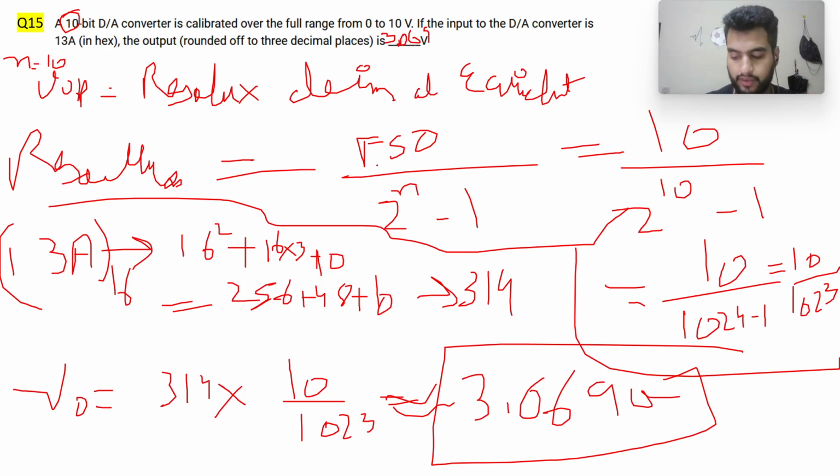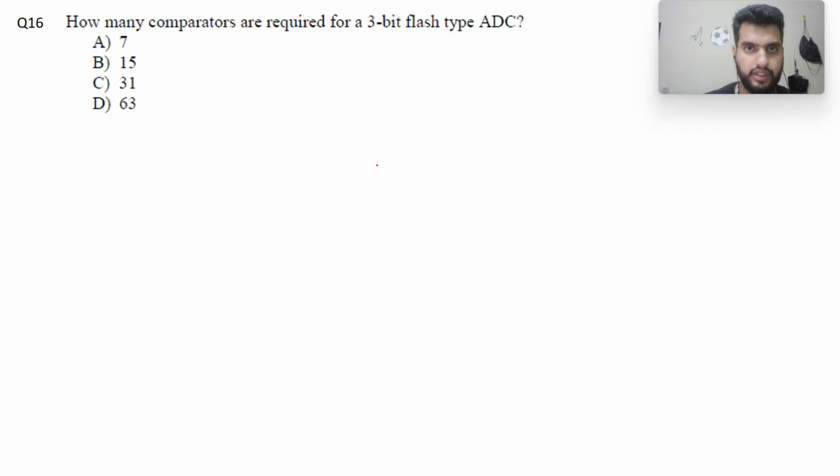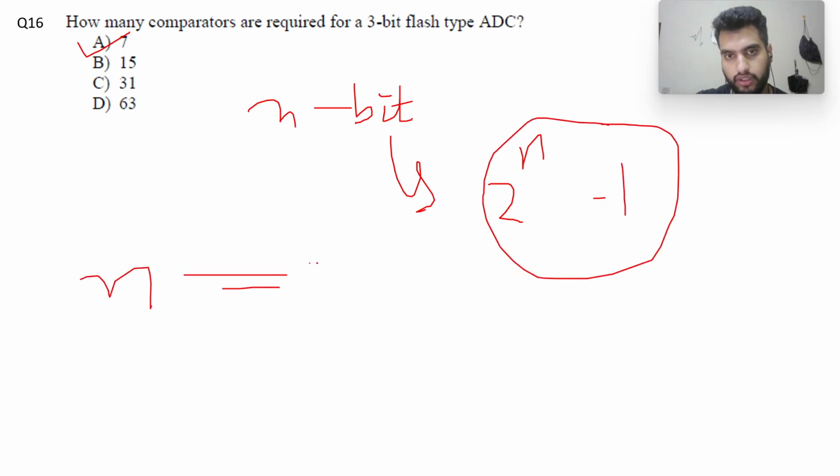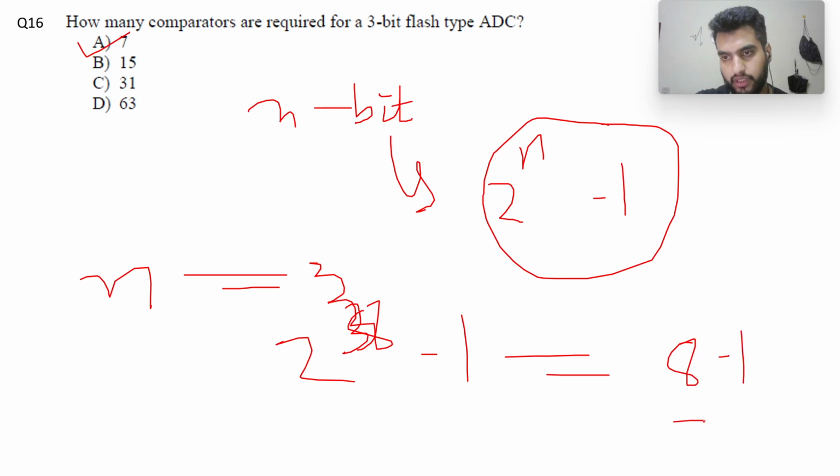You would have gotten the answer. So your next question is, how many comparators are required for a 3-bit flash type ADC? You just saw it. Yeah, so 7 are required, and in general for an n-bit flash ADC we will require 2 raised to power n minus 1 comparators. Here n was 3, so it's 2 raised to power 3 minus 1, so it's 8 minus 1, that is equal to 7.